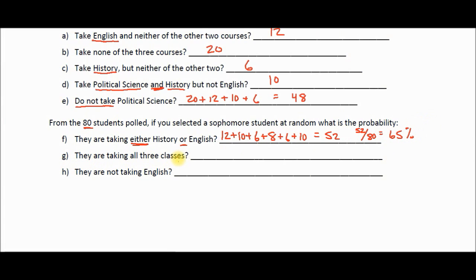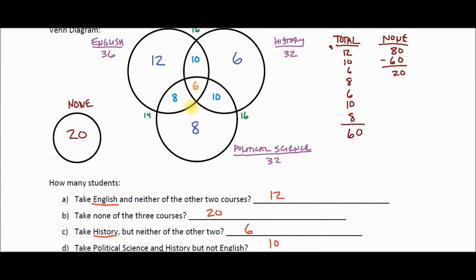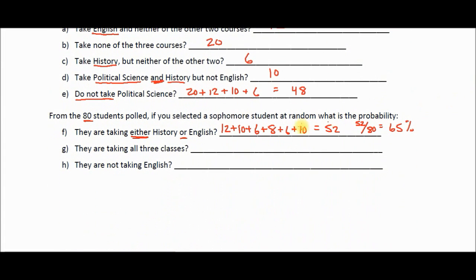How many students are taking all 3 classes? I love that question because that one's always easy. It's just the one in the middle. The 6. Only 6 students are taking all 3. So that probability is 6 over 80. That's going to be 0.075. I'll write that in. 0.075, which is 7.5%.